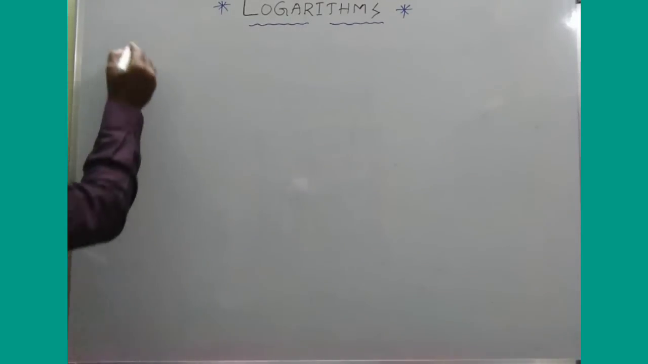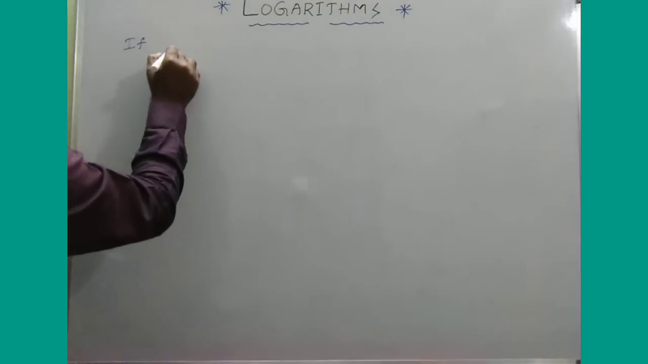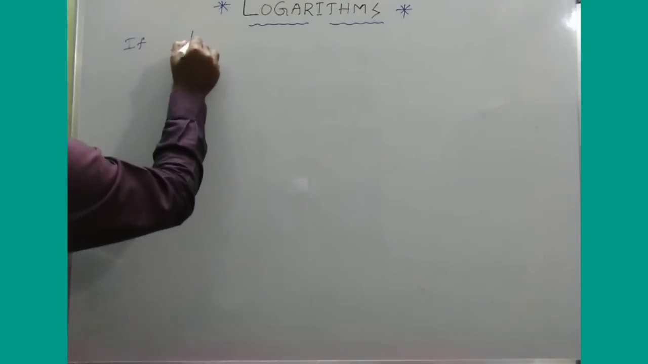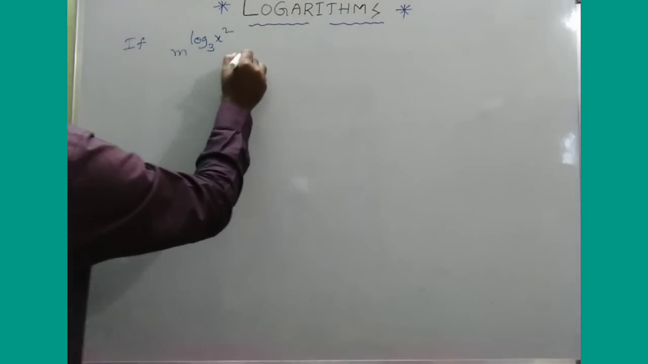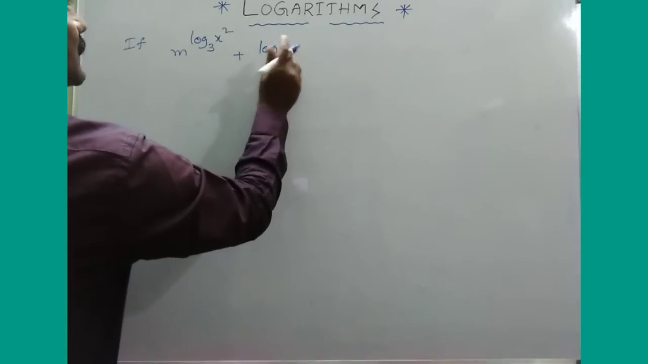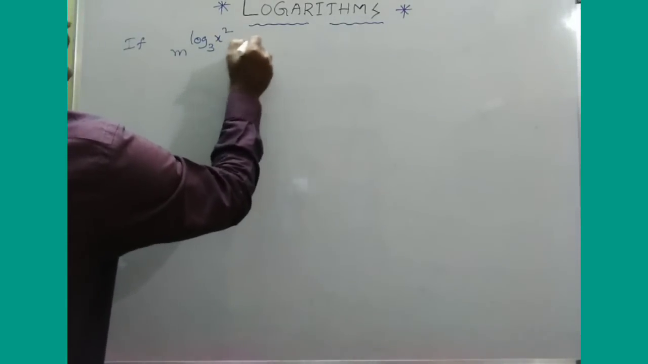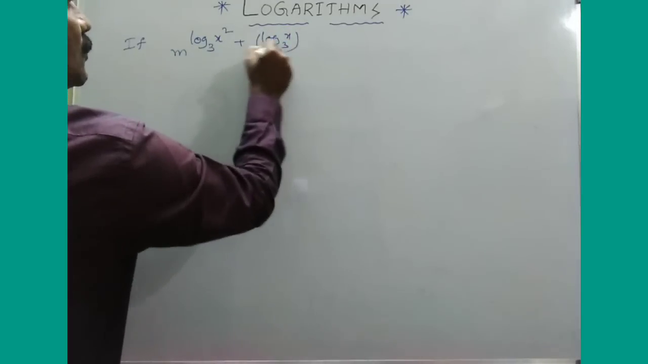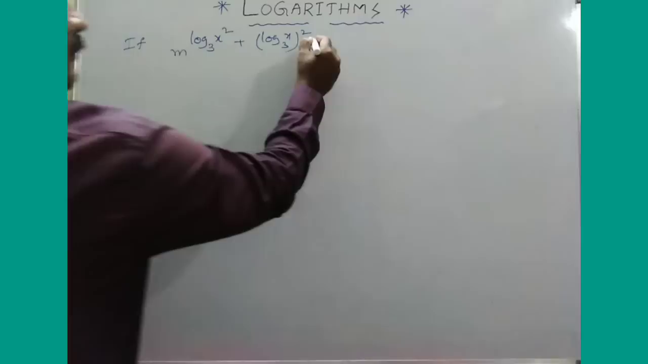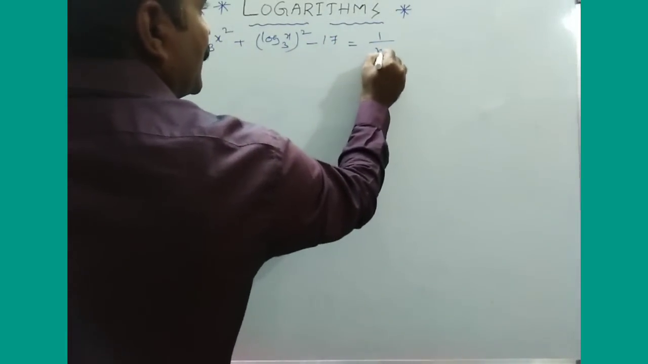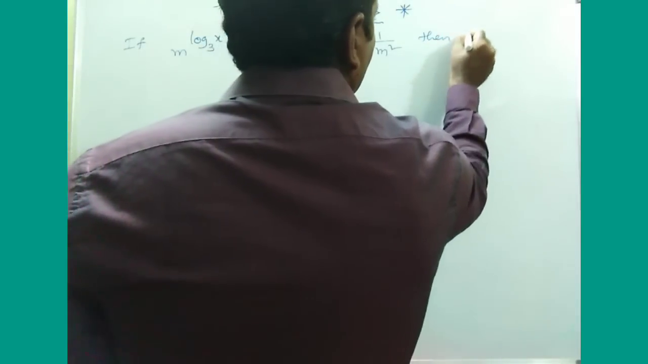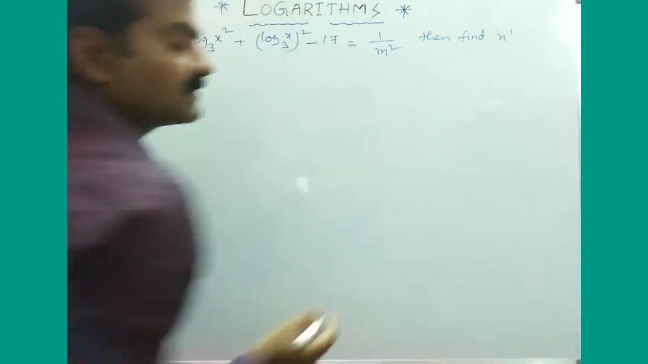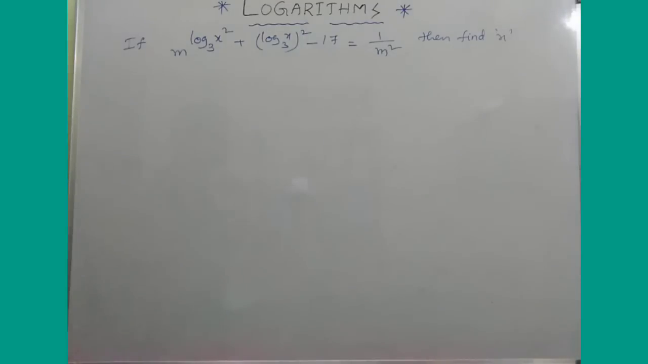So coming to the next question, if m to the power of log x square to the base 3 plus log x to the base 3 whole square minus 17, with everything in the power itself, is equal to 1 by m square, then find x. So we need to find x.